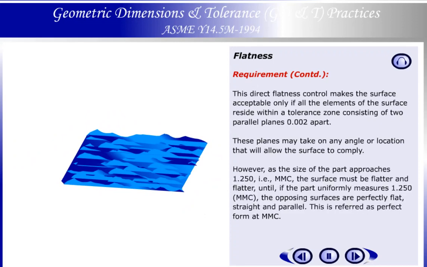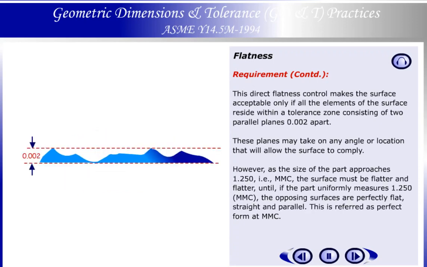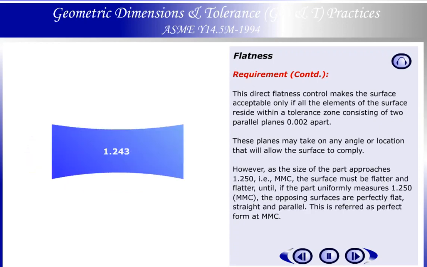However, as the size of the part approaches 1.250, that is MMC, the surface must be flatter and flatter until, if the part uniformly measures 1.250 MMC, the opposing surfaces are perfectly flat, straight and parallel. This is referred to as perfect form at MMC.